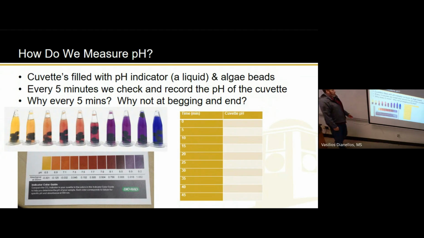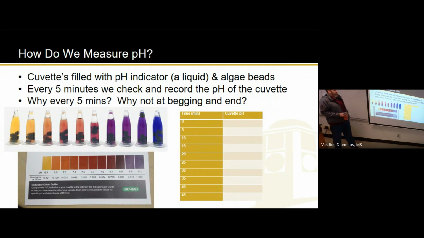So here's a question for you, though. Why do this every 5 minutes, right? Why not just take the pH at the beginning and take the pH at the end? Any ideas why we're doing that, other than busy work, because you're students and we have to keep you busy? Actually, I made that up. What is the real reason?